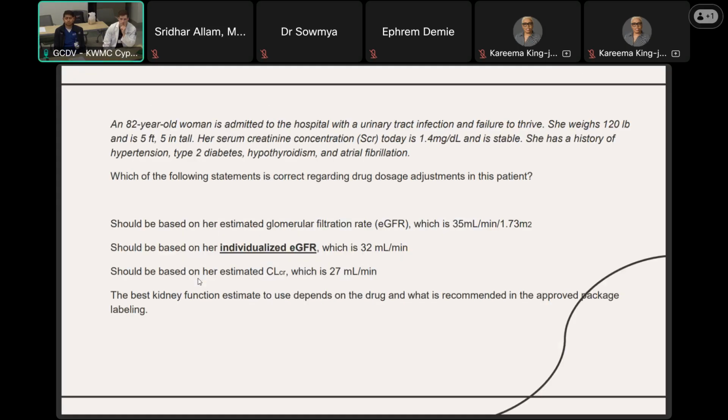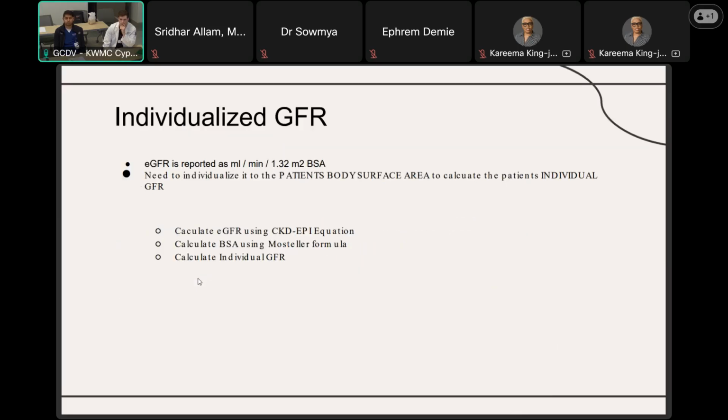So that's estimated glomerular filtration rate that we are most used to in our clinical terminology and clinical parlance. What is individualized GFR? What we just saw from the equations, we calculated eGFR, and that eGFR is reported as milliliters per minute per 1.73 meters square body surface area. So there is this variable that comes out in that report. The eGFR that we calculate from CKD-EPI and MDRD is milliliters per minute per 1.73 meters square body surface area, which means if somebody has a different body surface area, their GFR should be different.